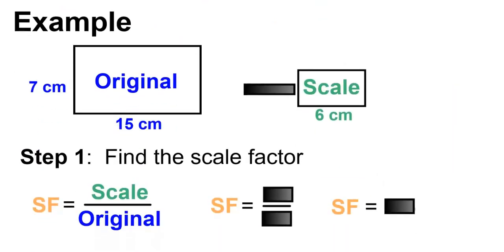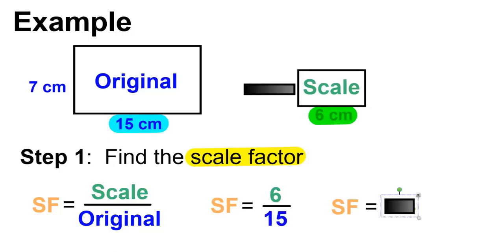Example, the original rectangle is on the left and the scale rectangle is on the right. Step number one in finding the missing side is to find the scale factor. Scale factor is equal to scale over original. Use what we know. We know the long side of both rectangles. The long side of the scale is 6 centimeters, and the long side of the original is 15 centimeters. So scale factor equals 6 over 15, which gives us a scale factor of 0.4.